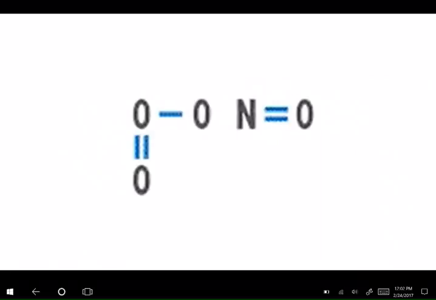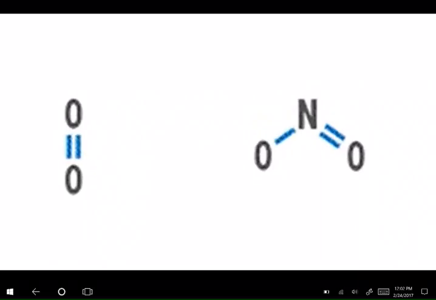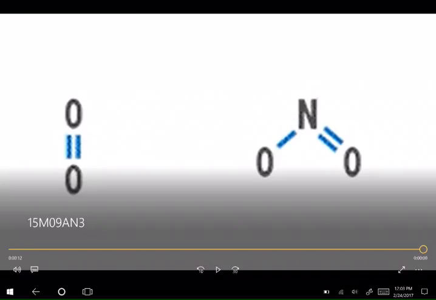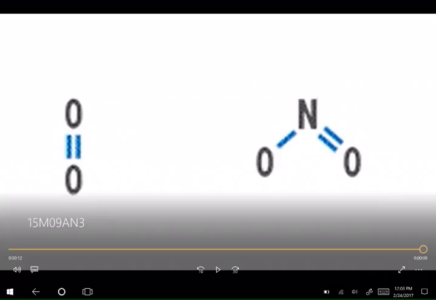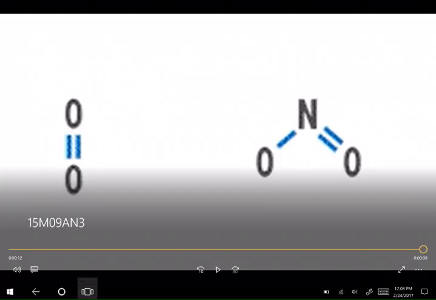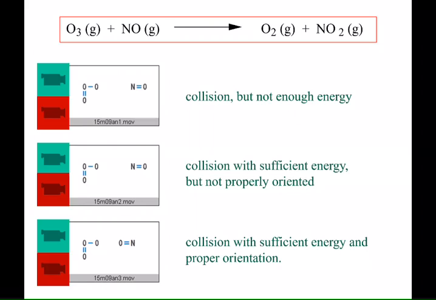Orientation, then a reaction can take place to produce molecules of O2 and NO2. So they found each other, had enough energy, and they were in the right orientation. Like, are you serious? It's a lot of stuff. Is there a way to make sure that always happens? They have sufficient energy and properly oriented?